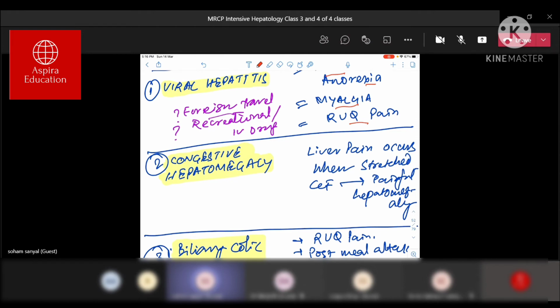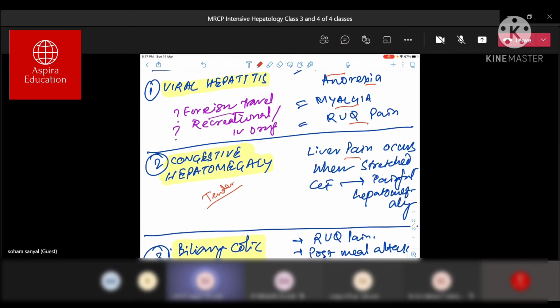Here, the most important thing in congestive hepatomegaly is that the liver will be tender. They will say there will be right upper quadrant tenderness and liver pain, because whenever there is stretching of the liver capsule, maybe due to a primary cause, maybe due to a fluid overload scenario, there will be painful, tender hepatomegaly. This one you need to remember. Then you will go back to the causes of that in the exam.